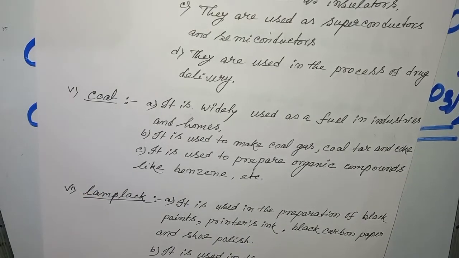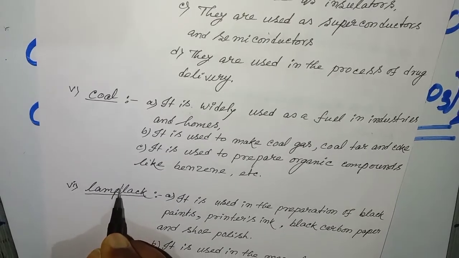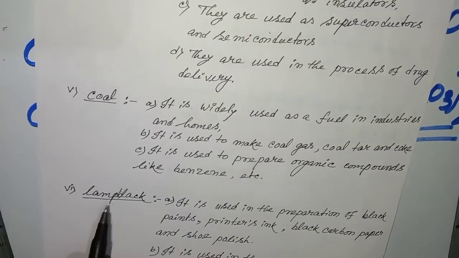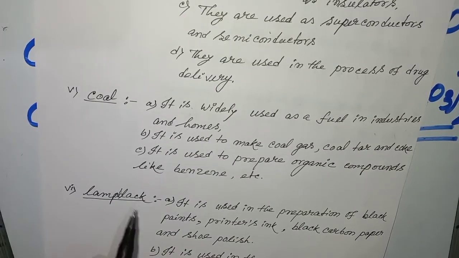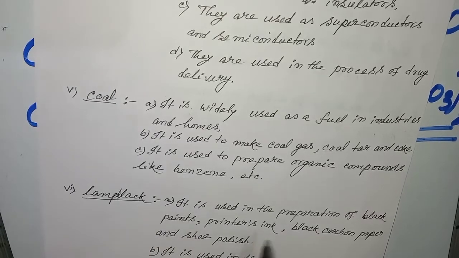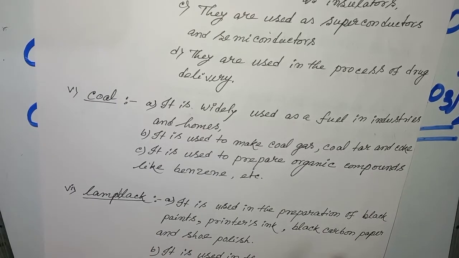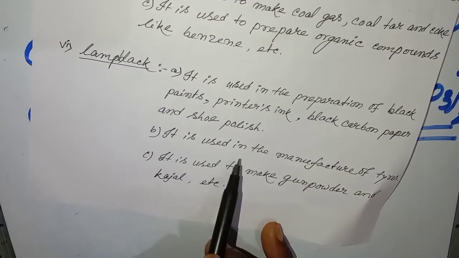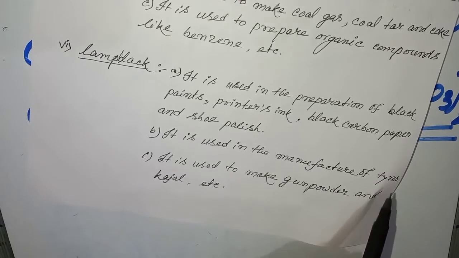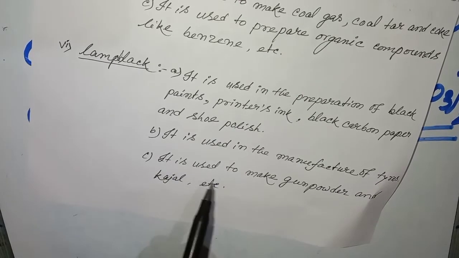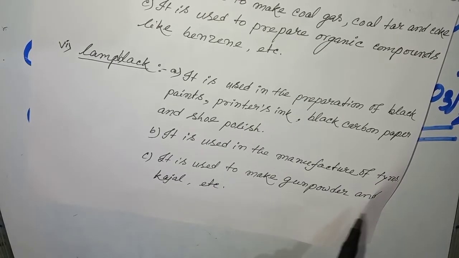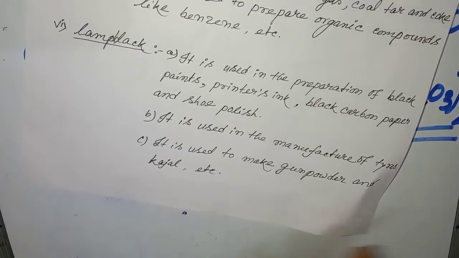Lamp black. It is used in the preparation of black paint, printer ink, black carbon paper, shoe polish, etc. It is used in the manufacture of tyres. It is also used in making gunpowder and kajal, etc.